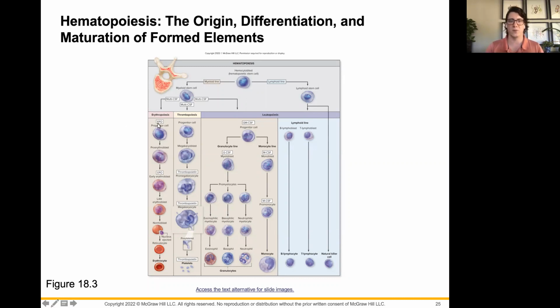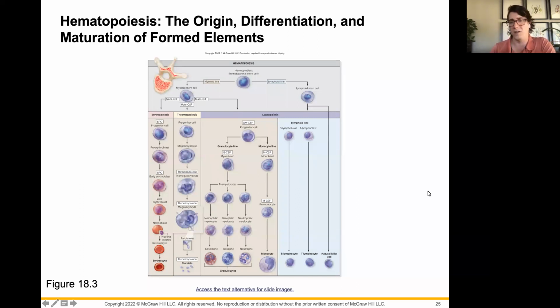Now, let's talk about red blood cells first. So red blood cells under this trigger called EPO. So EPO is a hormone called erythropoietin. So erythro, red blood cells, poietin, make. So this one triggers the production of red blood cells. So we're going to trigger the production of red blood cells.